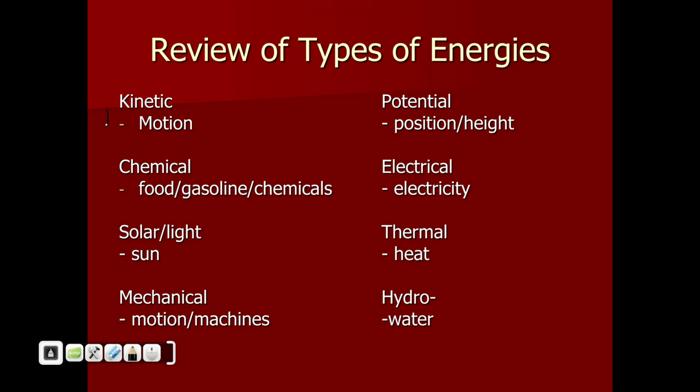Kinetic energy is motion. When an object is in motion, it has kinetic energy. It has chemical energy when you're talking about some sort of substance and you're probably about to do something with it. Food is always related to chemical energy. Whether you're cooking the food, eating the food, whatever, it has chemical energy in it. Even food rotting is chemical energy. Solar, light, that comes from the sun.